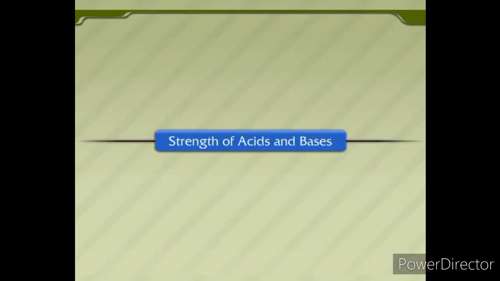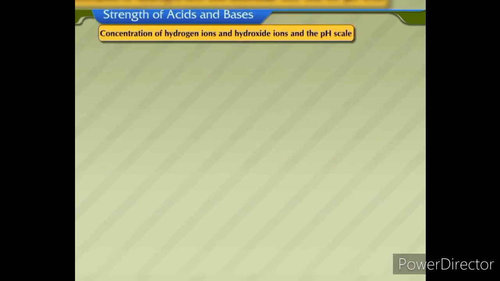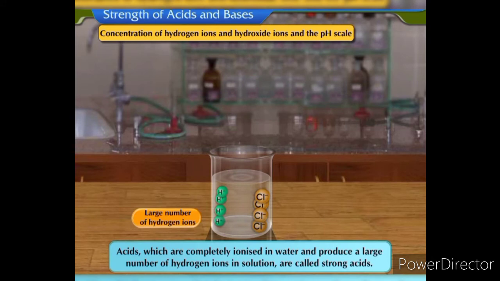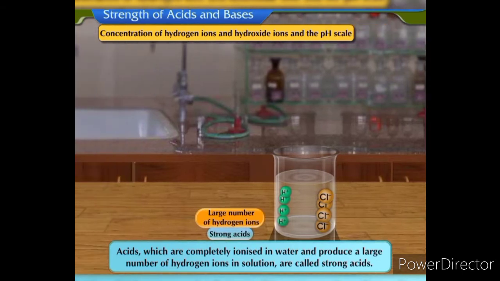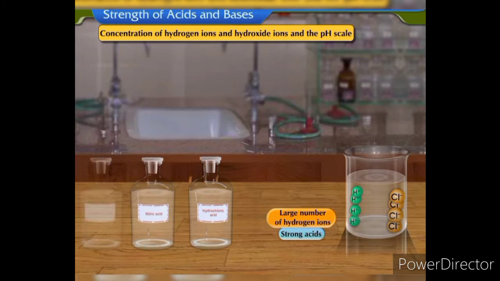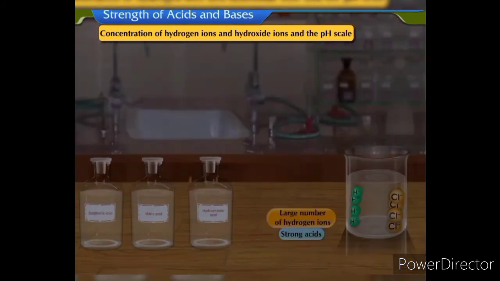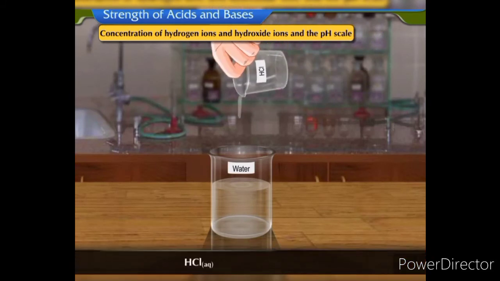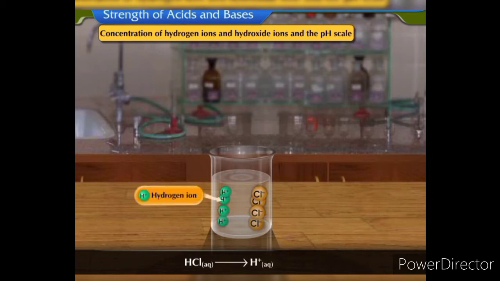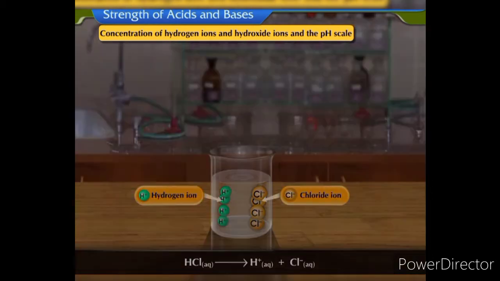Strength of acids and bases. Concentration of hydrogen ions and hydroxide ions and the pH scale. Acids which are completely ionized in water and produce a large number of hydrogen ions in solution are called strong acids. For example, hydrochloric acid, nitric acid and sulfuric acid are strong acids. If hydrochloric acid is dissolved in water, all the hydrogen chloride molecules dissociate to produce hydrogen ions and chloride ions.